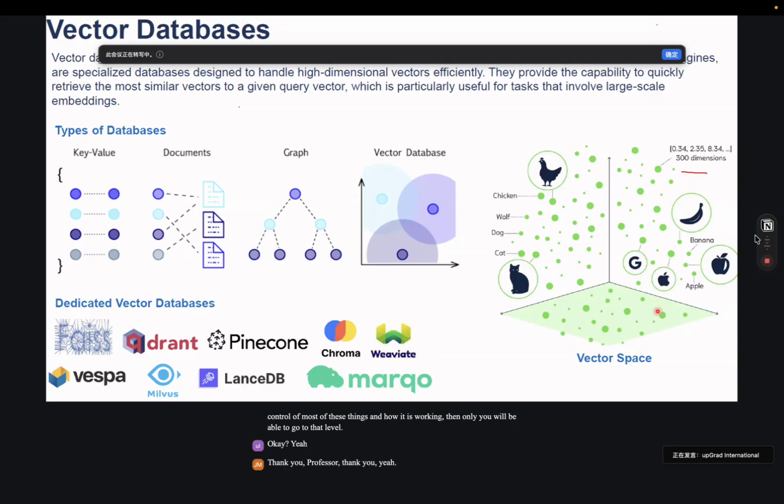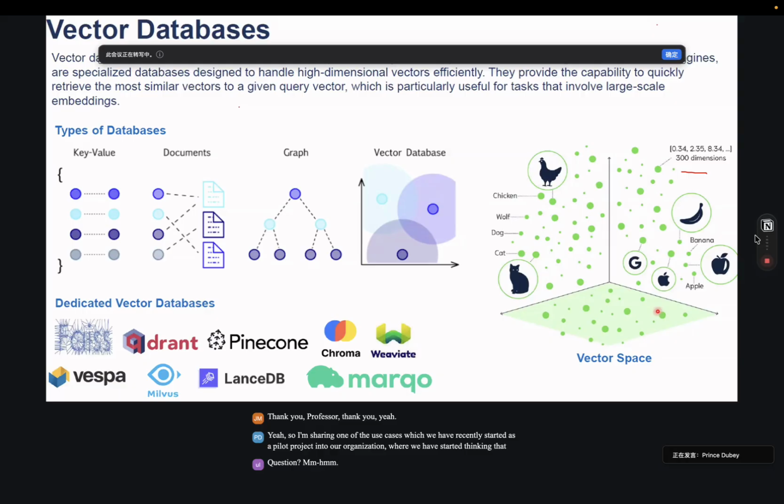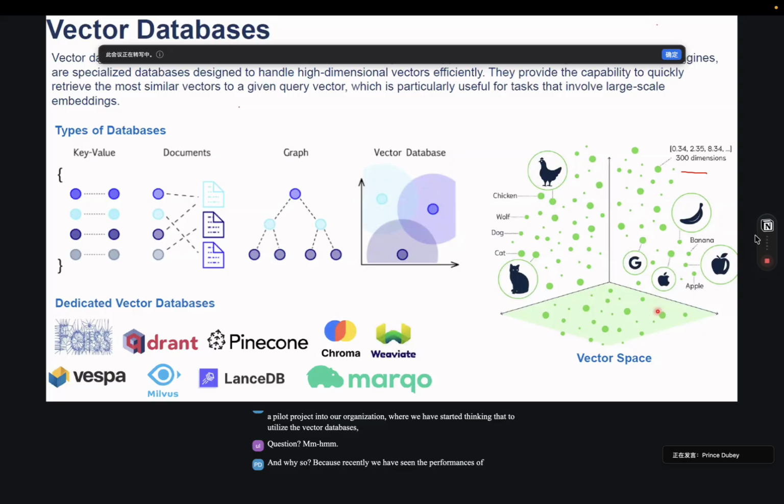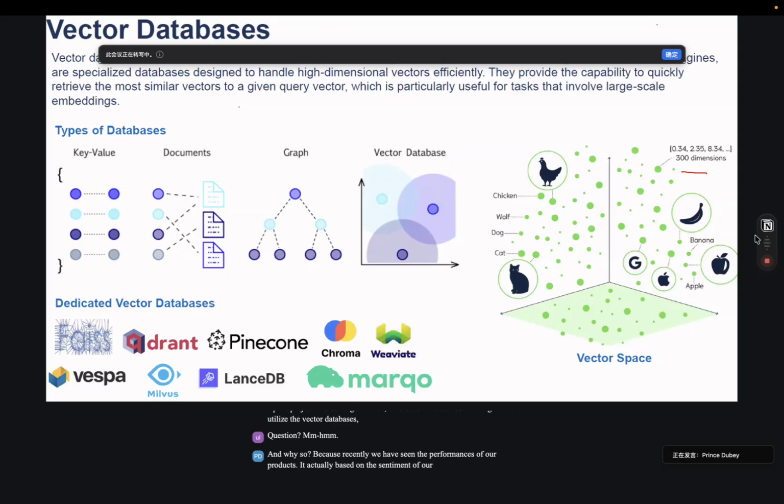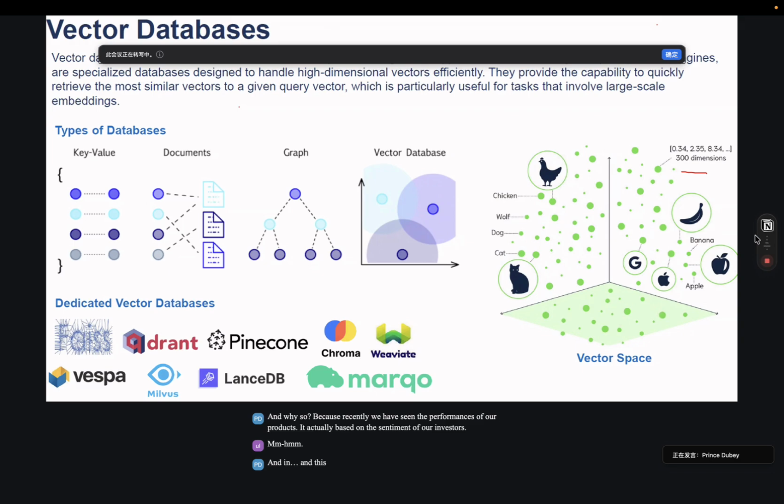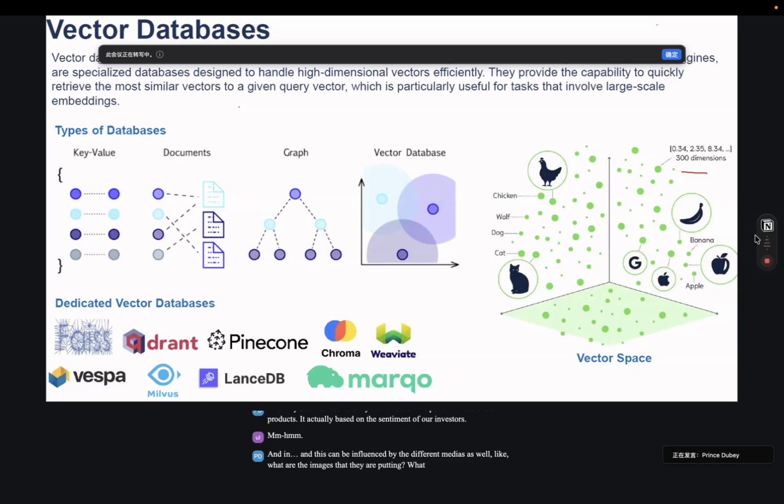Yeah. Prince, you have another question? I'm sharing one of the use cases which we have recently started as a pilot project in our organization, where we have started thinking about utilizing vector databases. Why? Because recently we have seen the performance of our products is based on the sentiment of our investors, and this can be influenced by different media as well, like what images they are putting, what discussions they have in podcasts, and such kind of data cannot be stored in our traditional databases.